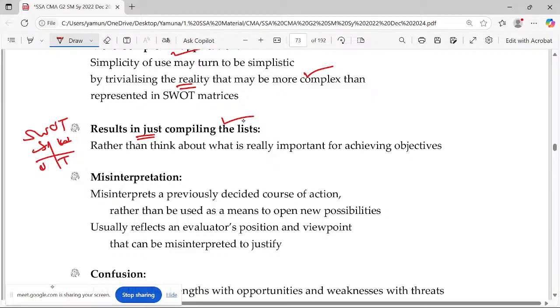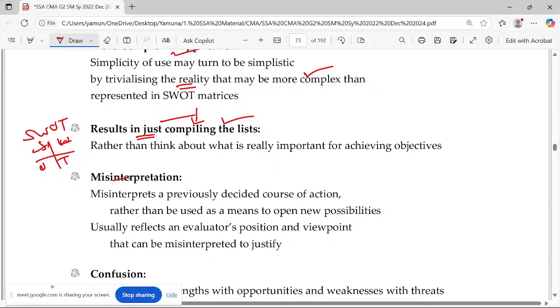Most of the companies just compile everything. If all are strengths, it's fine. But if there are 10 weaknesses, which one are you going to focus on? Even if there are only three weaknesses in your company, which weakness are you going to focus on? Everything is a weakness. If there's an opportunity lying outside, and that weakness is not corrected, it's going to still be a weakness only. Which means it's going to still be in the list only. You're not going to do anything further. So it just results in compiling the list.